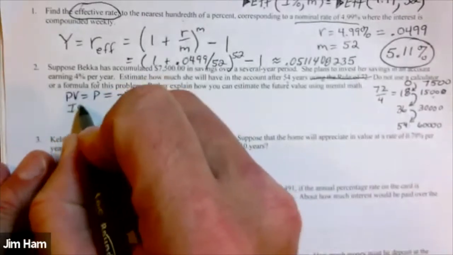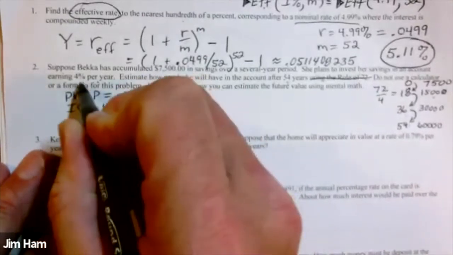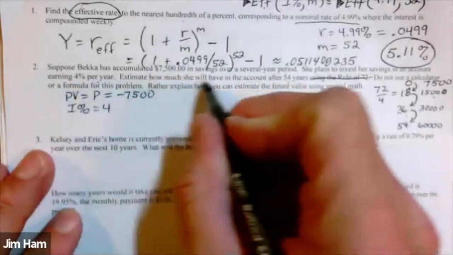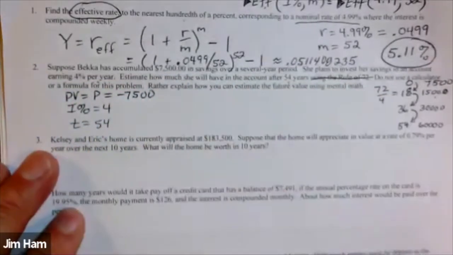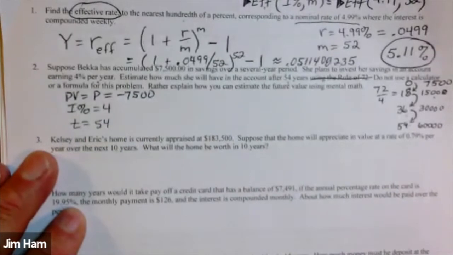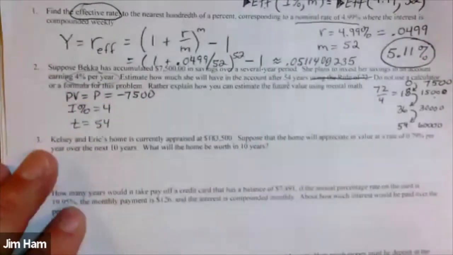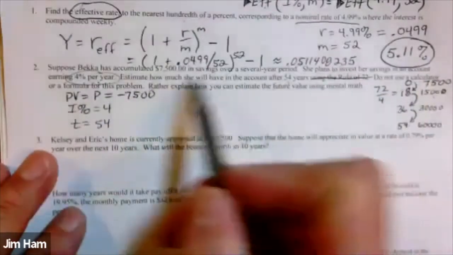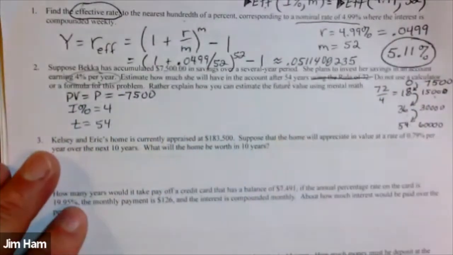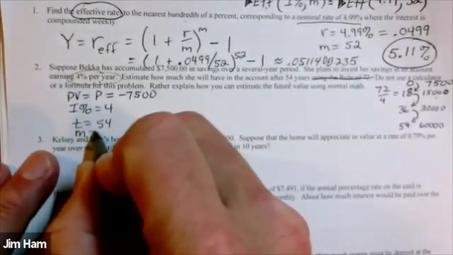The I% is equal to 4. Interest rate is 4. The T, number of years, is 54. And you can see 4% per year. As you read over the rest of this problem, I don't think there's any mention of a compounding factor other than just per year, which means once per year. So the M value is equal to 1.